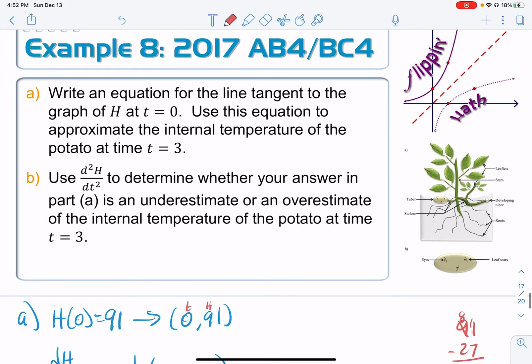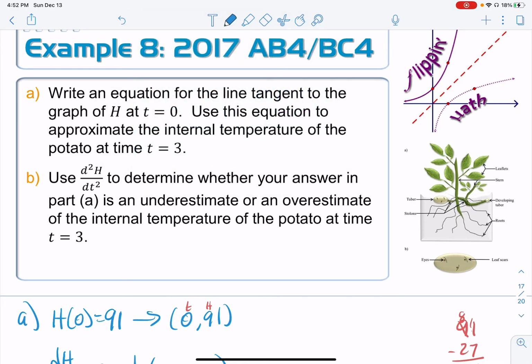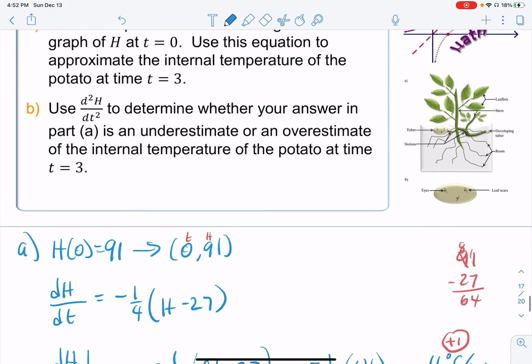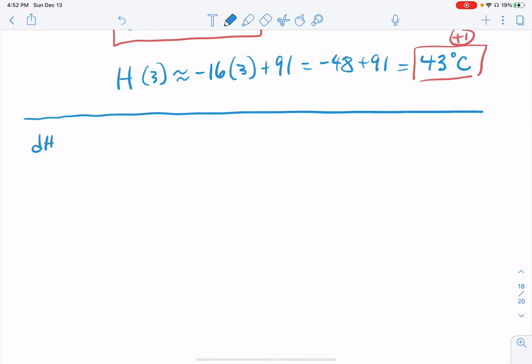Now, we're not quite finished because part B asks us to use a second derivative in order to determine whether or not we over- or under-approximated h of 3. So in order to do that, we need to find the second derivative. So for convenience, I'm going to rewrite the first one, which was negative 1/4 times h minus 27. Okay, so what if I just were to distribute this? Negative 1/4 h and then plus 27 over 4.